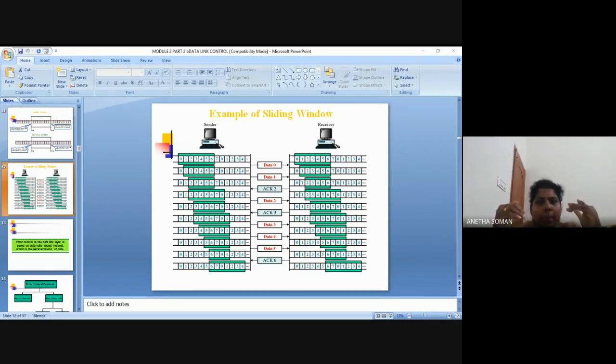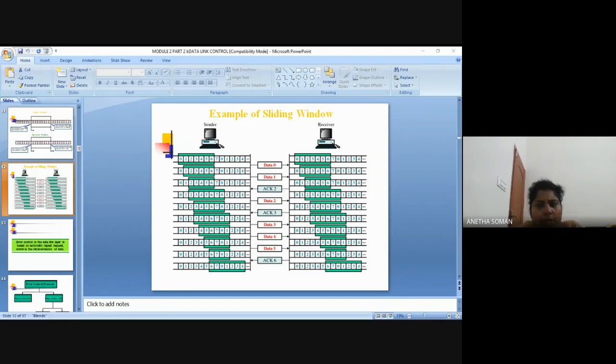Now what happens when data 1 is sent from the sender side? You can see on the left hand side, once data 1 is sent, the window slides towards the right by 1 unit. So what are the frames inside that window now? It is 2, 3, 4, 5, and 6. Now what happens at the receiver side? Once the data is received, again the wall at the receiver side is shifted towards the right.